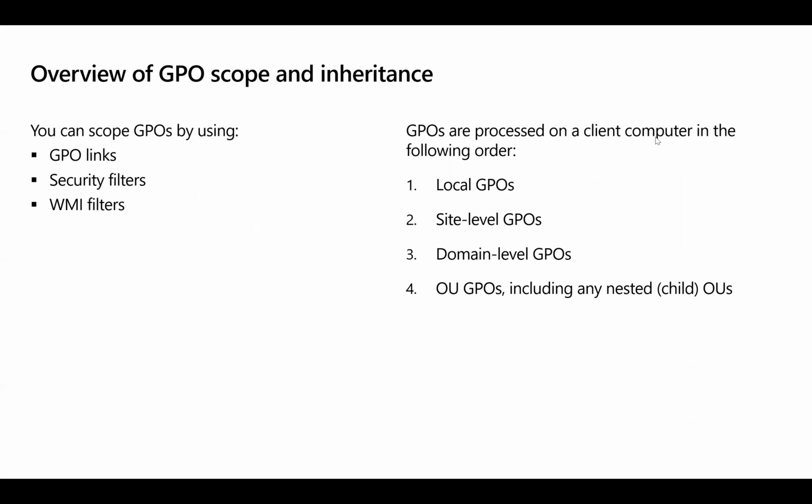GPOs are processed on a client computer. So where is it processed? On your computer when you log in. It processes inside your computer, not the server. The client computer processes in the following order. First, if you have a local group policy, that will take effect. If you have site level, that will be the second one. And domain level is the third one. And if you have a child OU, let's say marketing, and under marketing you have a sub OU, team A, that will be processed last.